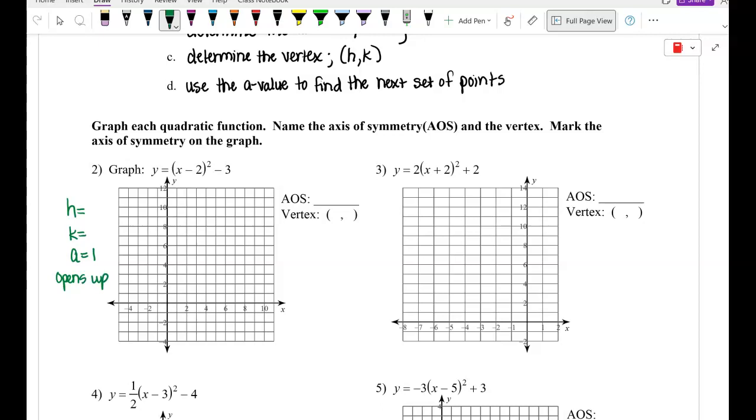And that helps me as I'm sketching my graph, because if I'm getting values that aren't giving me an opening upward, I need to double check that I've done everything correctly.